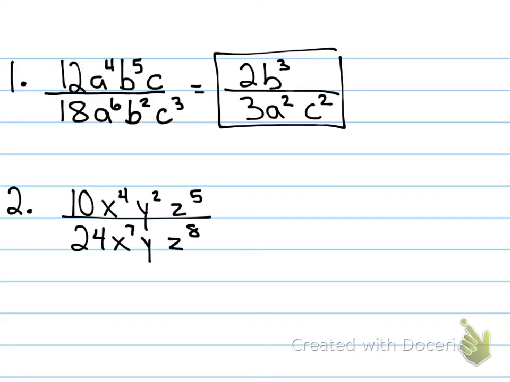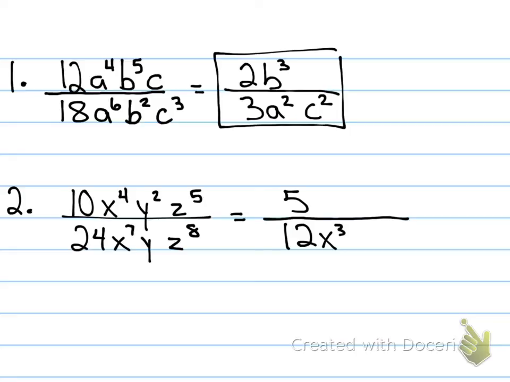I want you to work on simplifying this fraction. All right, 10 over 24 reduces to? 5 twelfths, okay? Now, when I simplified my x's, what did I get? And was it a numerator or denominator? X to the third power in the denominator because that's where my larger exponent is. I subtract and write my leftovers in my denominator.